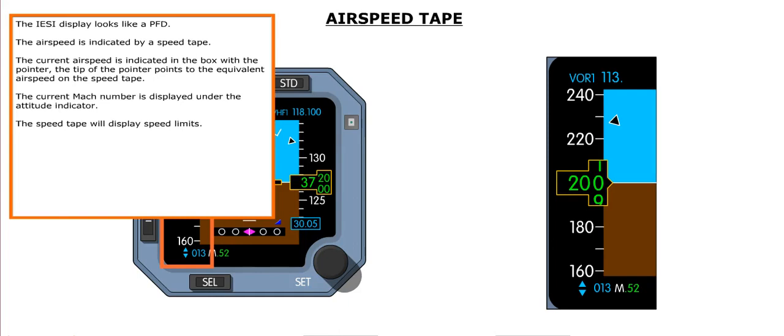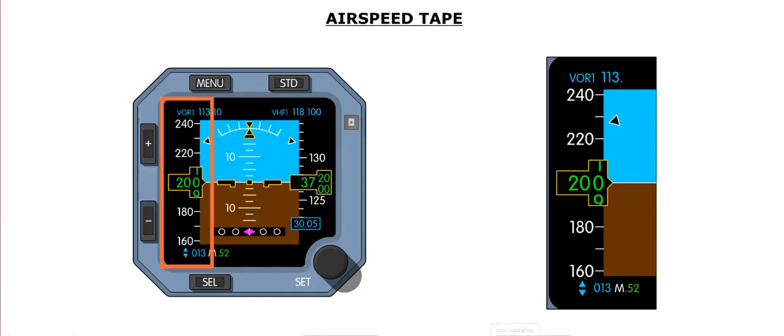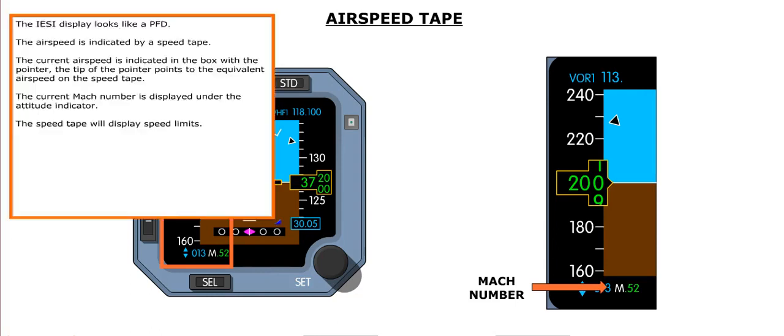The IESI display looks like a PFD. The airspeed is indicated by a speed tape. The current airspeed is indicated in the box with a pointer. The tip of the pointer points to the equivalent airspeed on the speed tape. The current Mach number is displayed under the attitude indicator. The speed tape will display speed limits.